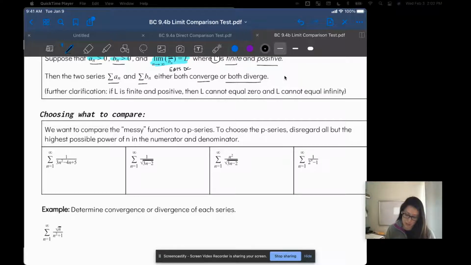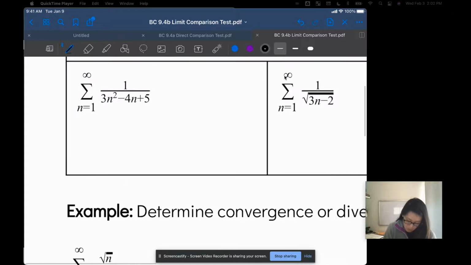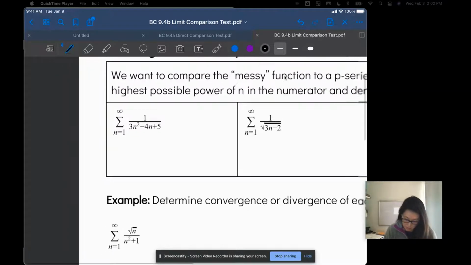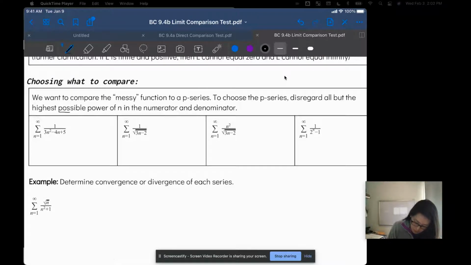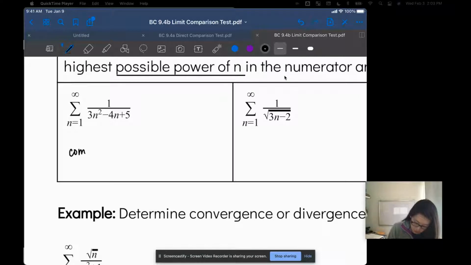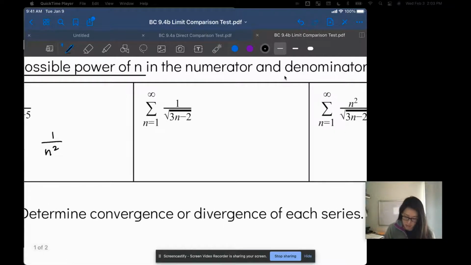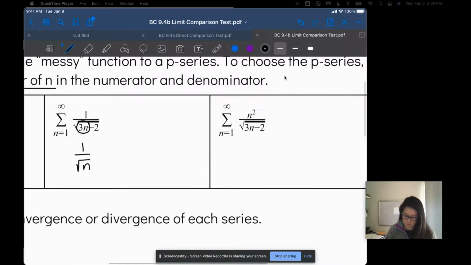Really what we're going to look for is to make this messy function into a p-series, because with a p-series I can figure out if it converges or diverges really quickly. So what we're going to do is take the leading terms of each ratio. We're going to take the highest power of n in the numerator and the denominator, and even take away the coefficient. So for this one, I would compare to 1 over n squared. The next, I would compare to 1 over the square root of n. I'm just going to take the highest term, take away the coefficient and everything, and leave just my variable.